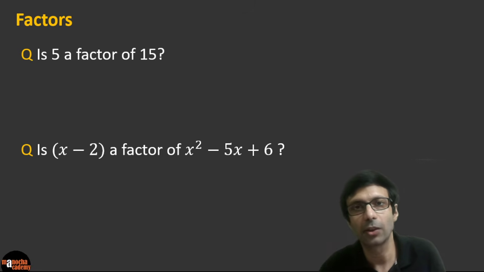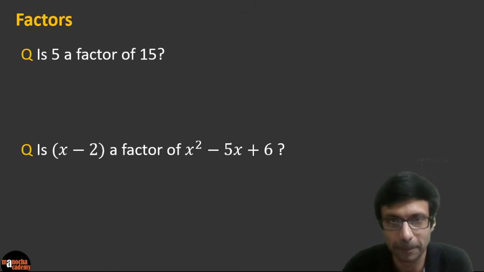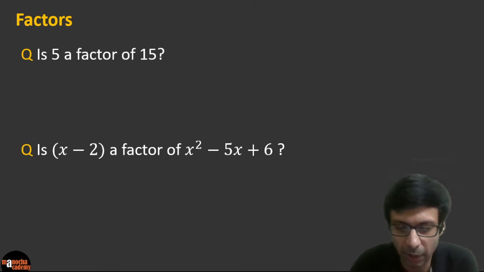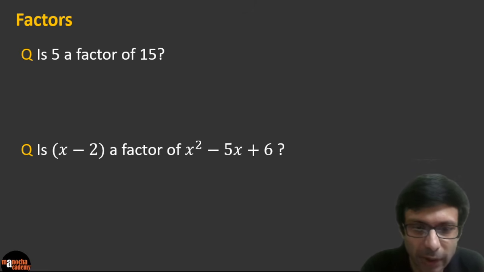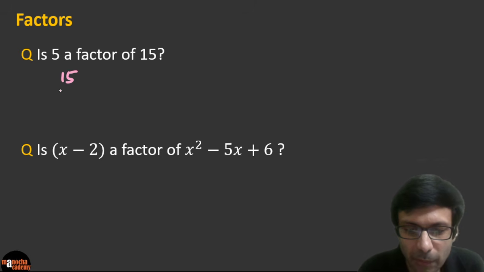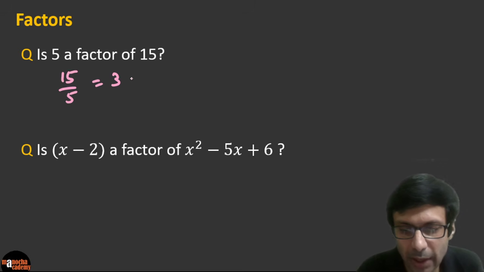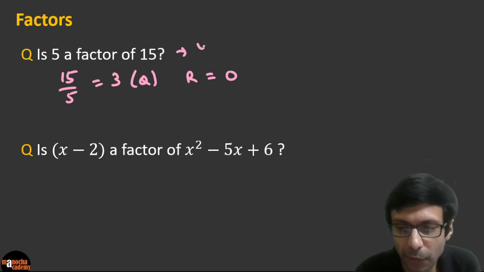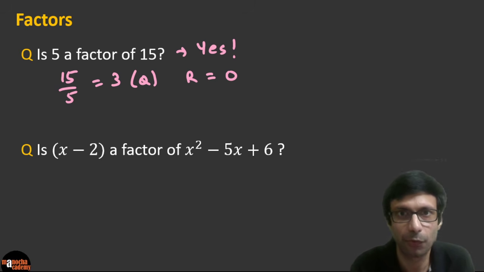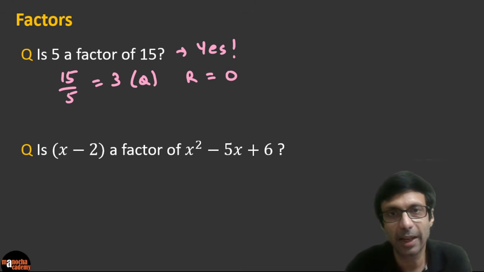So before we go to factor theorem, can you tell me, is 5 a factor of 15? What do you guys think? Right? Can I say, is 5 a factor of 15? Yes, because pretty simple. We know that 15 by 5 is equal to 3. So that's our quotient. And you know remainder is 0. So 5 is definitely a factor of 15. Yes. Because the remainder is 0. It can divide 15.